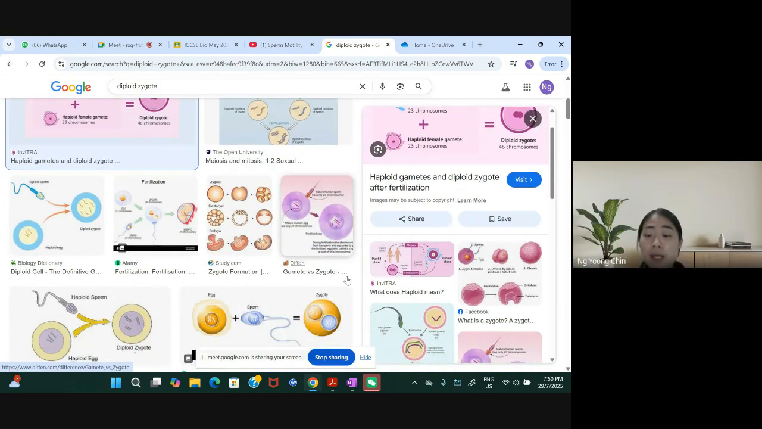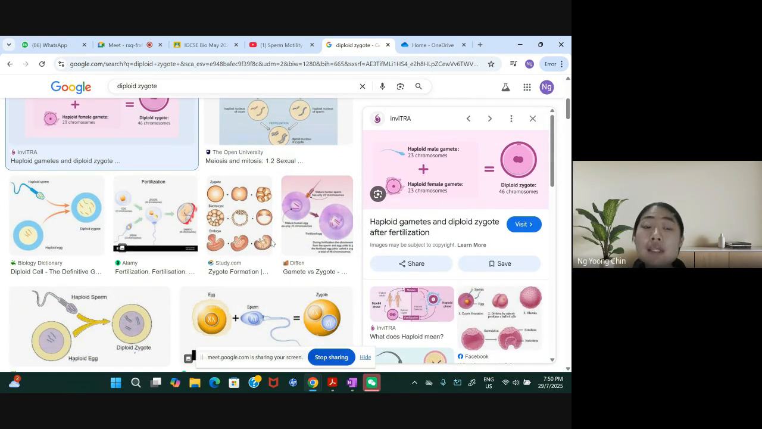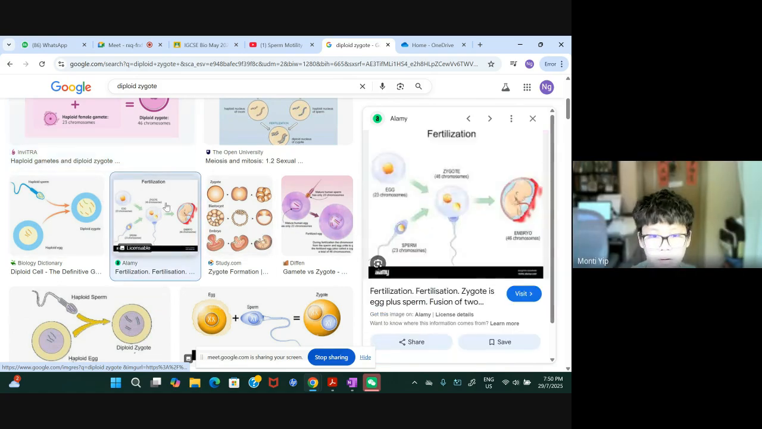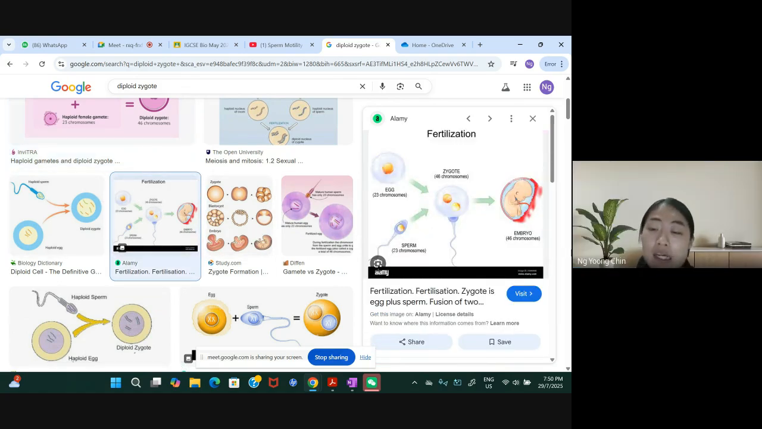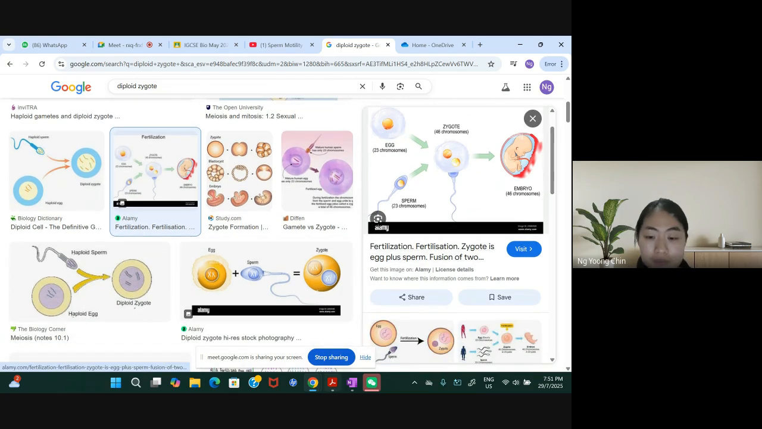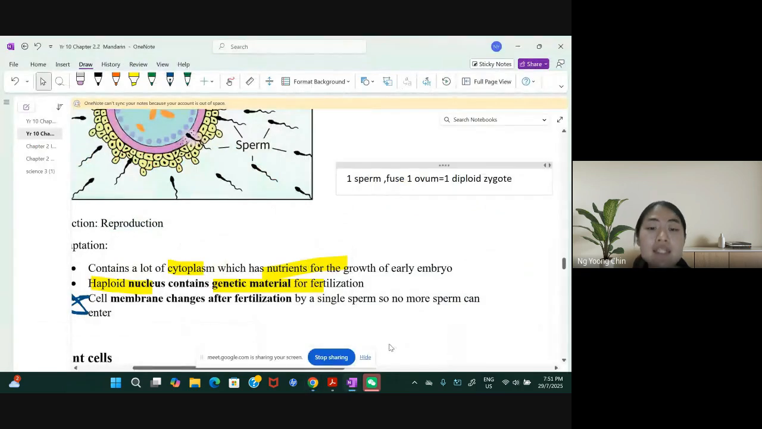So after that, they will become what? They will become embryo, okay? Embryo, then it will become baby. So, Monty, you are actually formed from a single cell, which is a zygote. Very interesting, right?